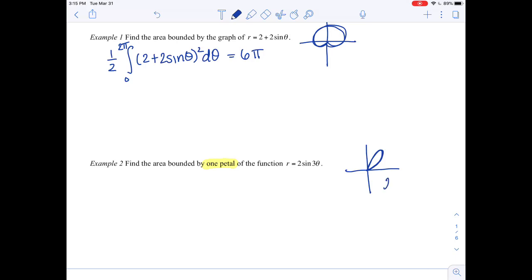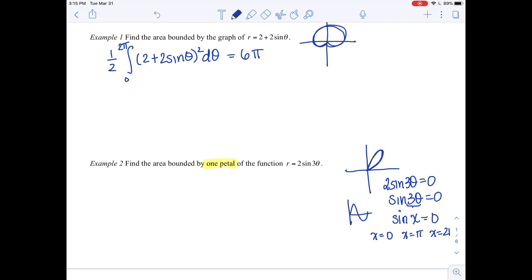Okay, so if you take 2 sine of 3 theta equals 0, this would give you sine of 3 theta equals 0, dividing both sides by 2. What I usually like to do is replace 3 theta with something like x or u. So if you think of it as just x for a second, where is sine of x equal to 0? Sine of x equals 0 at 0, pi, and 2 pi. Now, I'm really not going to need that last point, that 2 pi. I just need the first 2 times that it equals 0 so that it makes that first petal. So I'm just going to ignore that last one.